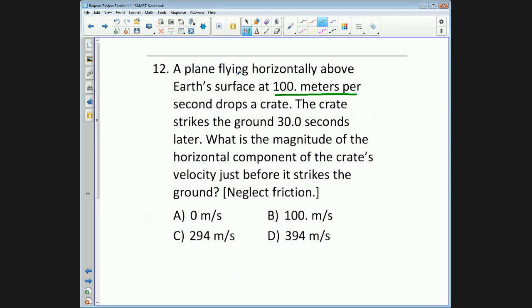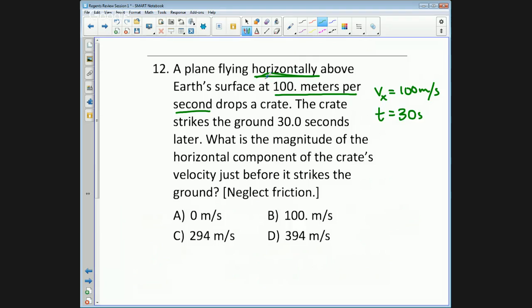This is important. Plane flying horizontally. It's flying at 100 meters per second, right? So this is my horizontal speed. v horizontal equals 100 meters per second. The crate strikes the ground 30 seconds later. This is my time, 30 seconds. What is the magnitude of the horizontal component of the crate's velocity just before it strikes the ground? Neglect friction. So here I am writing out variables. This problem doesn't involve any type of math, actually.